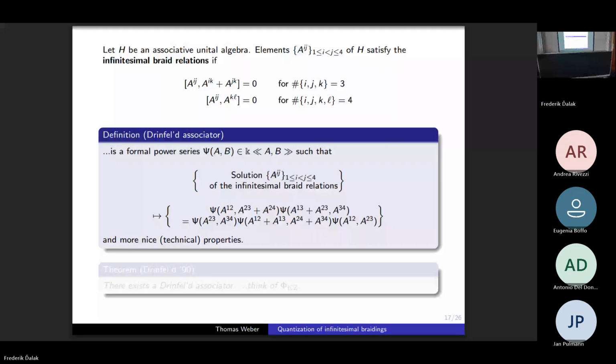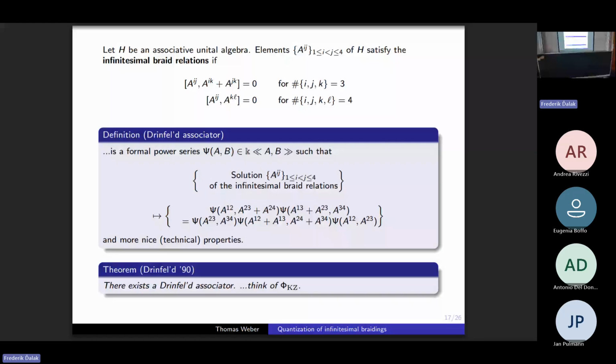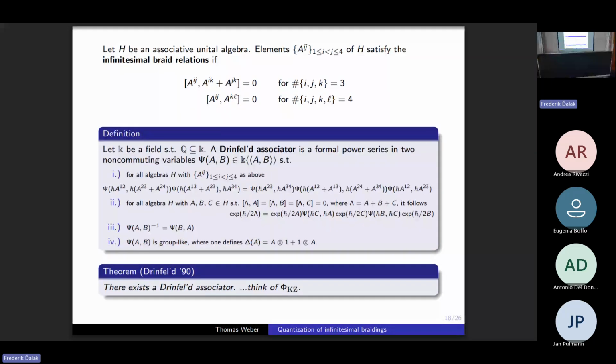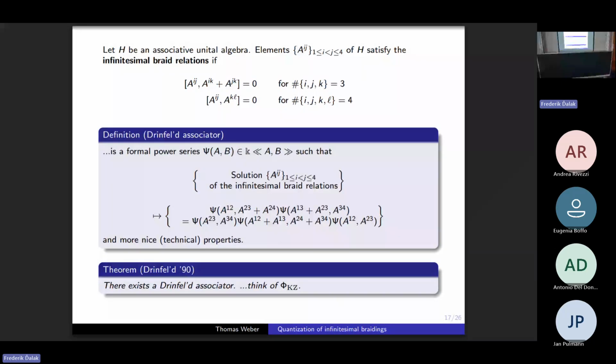And we only have to know that these guys exist. Think of the KZ one that I mentioned in the introduction. I can give you the full definition, that's this one, but it's impossible to understand this in a seminar talk. So it's a series that satisfies a lot of complicated properties, but I think the take-home message is really you have to find solutions of the infinitesimal braid relations. You plug them into the associator in some interesting way, and you get a relation like this here. That's the very rough thing what a Drinfeld associator does.